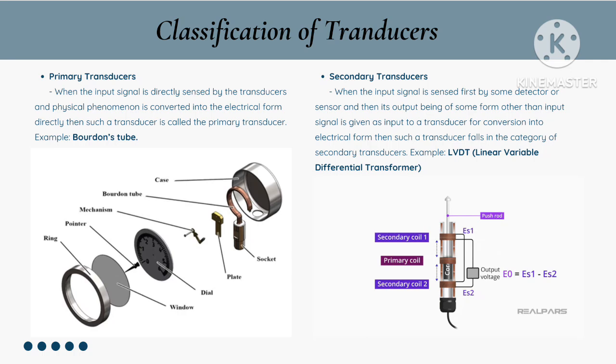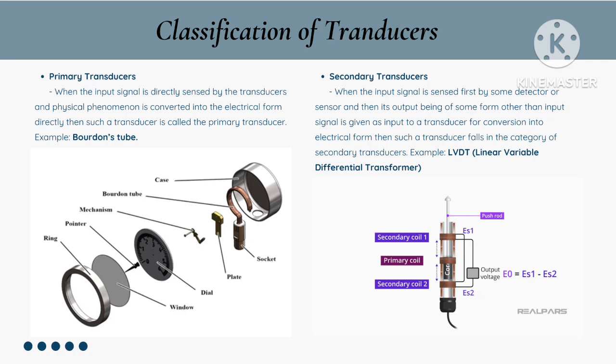So an example of it is the LVDT, or linear variable differential transformer. When the Bourdon tube bends in response to pressure, its movement is transferred to the core of the LVDT, the block in the middle.